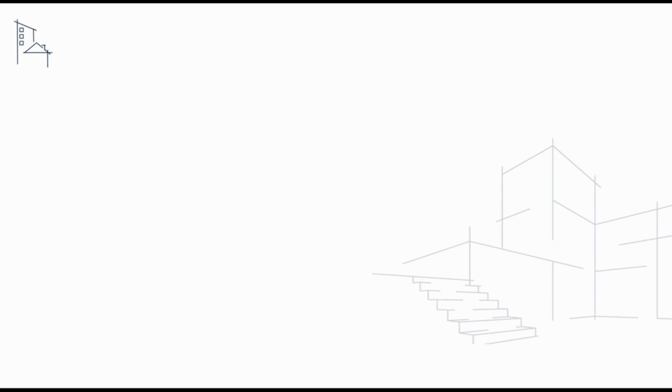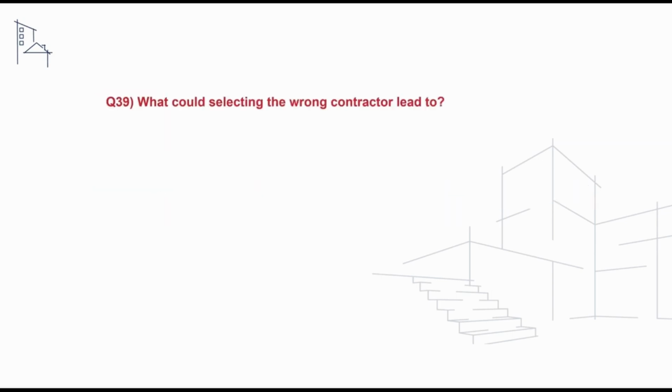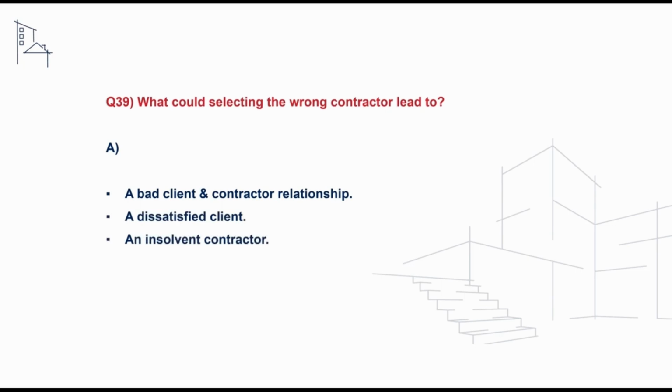We may also receive a question checking the candidate's understanding of the term serial tendering, and to address this we can say that serial tendering is where contractors are asked to bid for a project on the basis that if they complete the initial project satisfactorily, other projects of a similar type will follow and the same bill of rates will be applied. A follow-on question we may receive is what issues could selecting the wrong contractor lead to, and to address this we could say that this could lead to a bad client and contractor relationship, a dissatisfied client, and the appointment of an insolvent contractor.